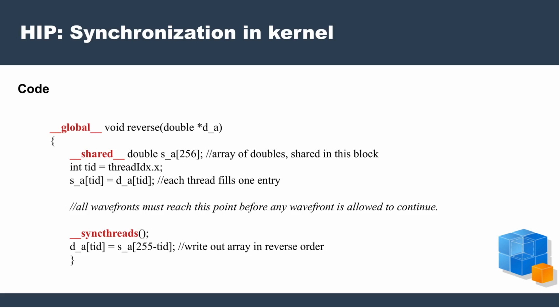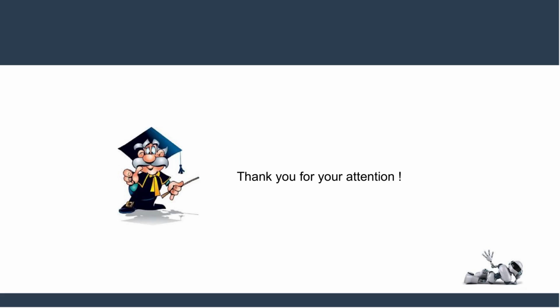The reverse kernel utilizes shared memory to reverse an array of doubles. Each thread copies data to shared memory, ensuring synchronization with __syncthreads. This barrier guarantees all threads reach the same point before proceeding, allowing the array to be written in reverse order efficiently. HIP, or Heterogeneous-Compute Interface for Portability, provides a C++ runtime API and kernel language that allows developers to create portable applications. It enables efficient synchronization within kernels, crucial for ensuring data consistency and correctness across threads.